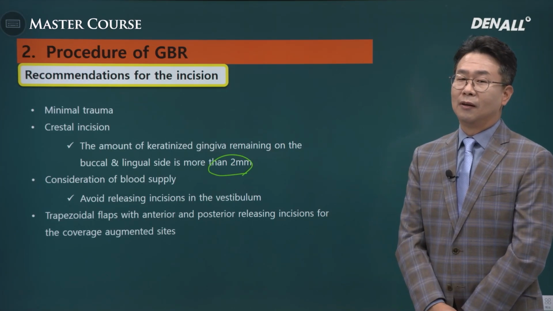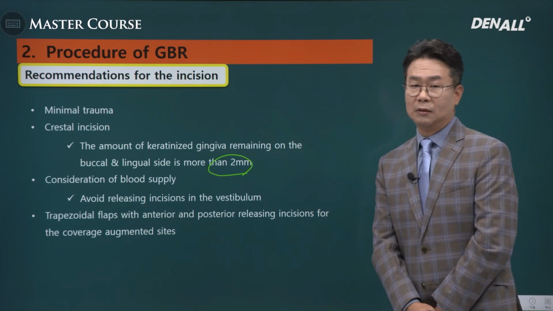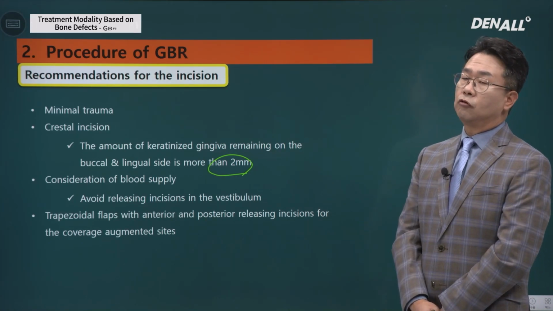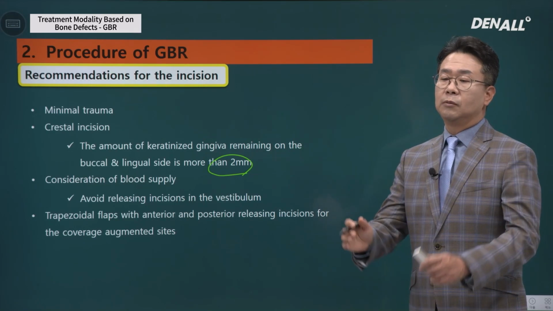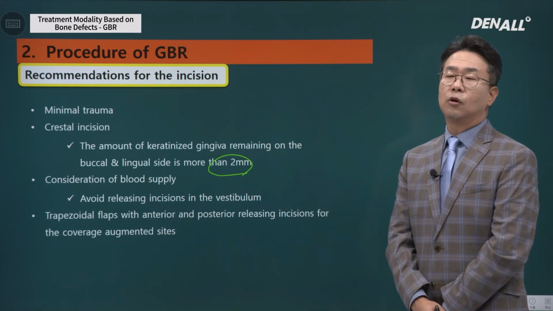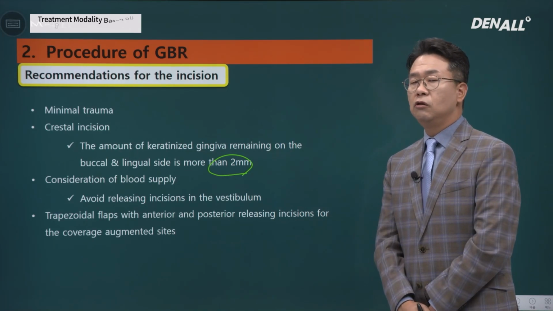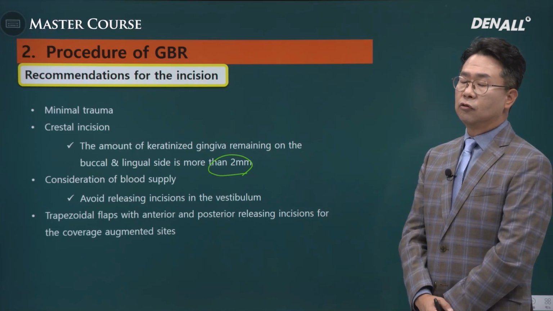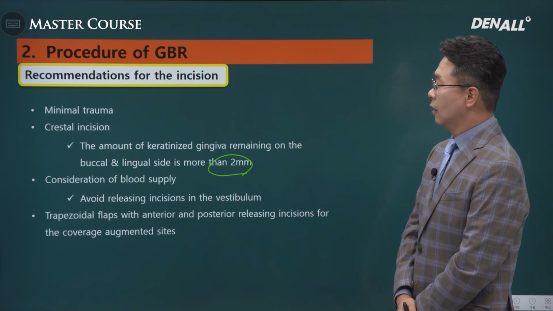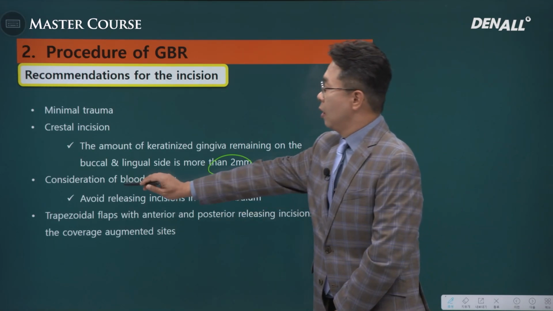What would happen if there is insufficient keratinized tissue? At times, it will be difficult to secure 2 millimeters. Depending on the surgeon, you may widen the keratinized gingival zone. If there is a severe lack of it, after surgery, additional procedures can be taken to restore the amount of keratinized tissue.